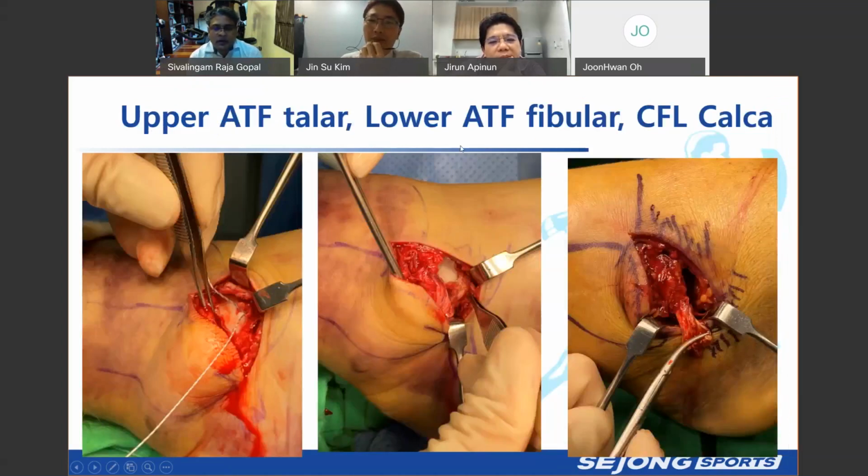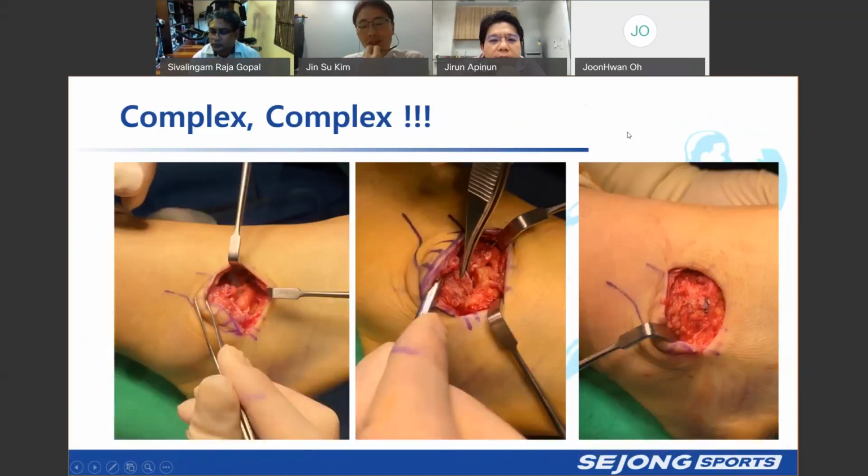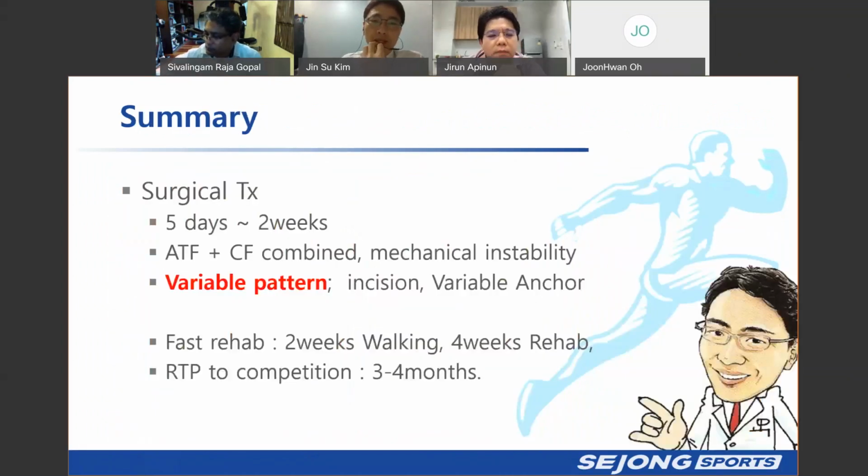Yes, maybe we are now at the last slide. The upper ATFL, talar, lower ATFL, CFL, calcaneal, very complex. Anyway, we just make a puzzle. Everything is made using the original complex. Maybe at this time we just repair with the bike lane.